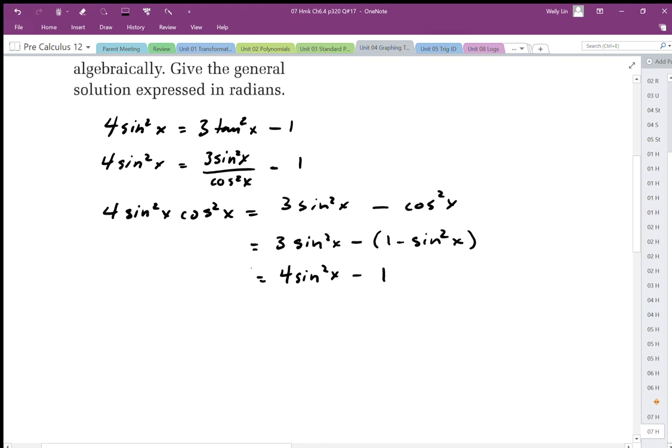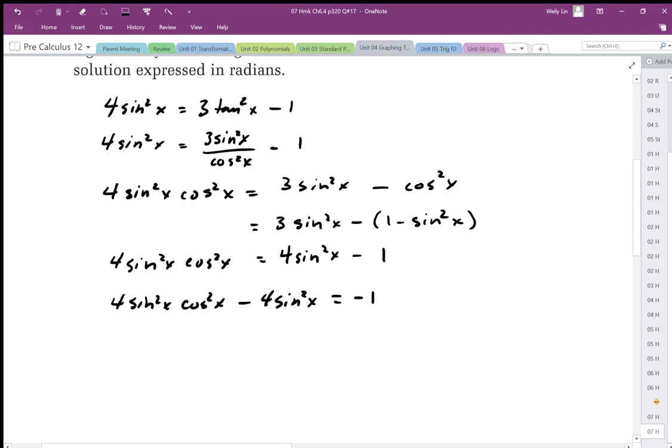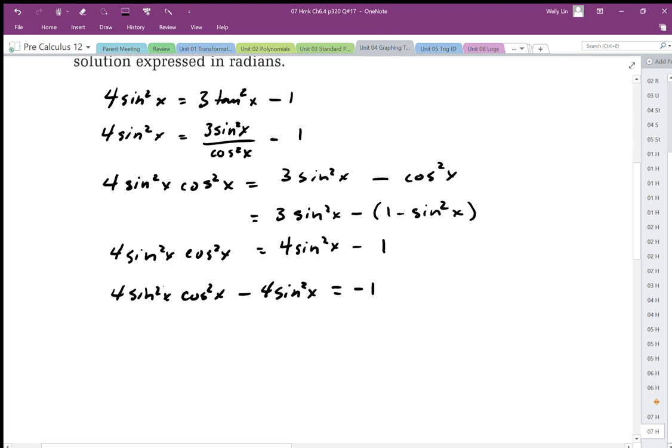Okay, so moving this over to the other side here, let's just write this line here, 4 sine squared x cos squared x. And then moving to this side, I get 4 sine squared x cos squared x minus 4 sine squared x, and that's equal to negative 1. I'm going to factor out the 4 sine squared x, and we're left with cos squared x minus 1.